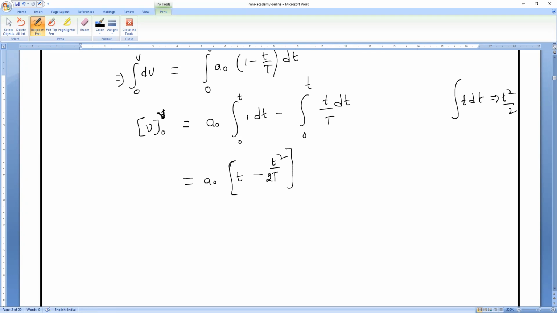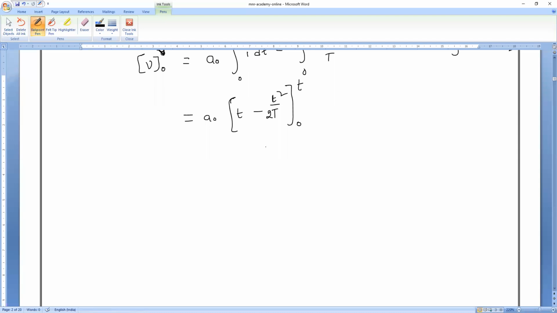Is it right or wrong? Will you all accept it? Is it correct? That's all. So now I can substitute the values. You can substitute the limits. So if I substitute the limits, what will come here?